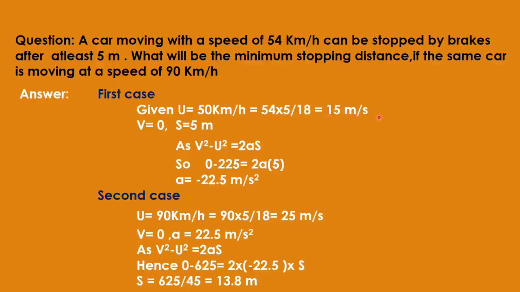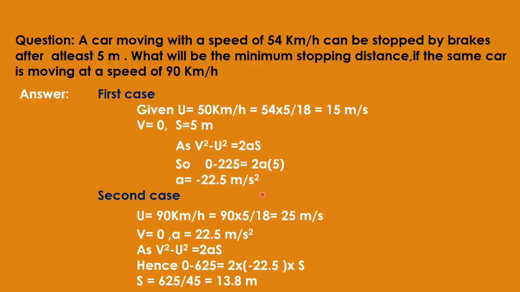So u is given as 15 meter per second in the first case. Of course, final velocity is 0, distance travelled is 5 meter. So by using the equation, you can find the acceleration, which here has a negative sign, retardation, or I should say negative acceleration, because the body is coming to rest. So this is the acceleration of that vehicle. It means retardation of that vehicle. I can say negative acceleration.